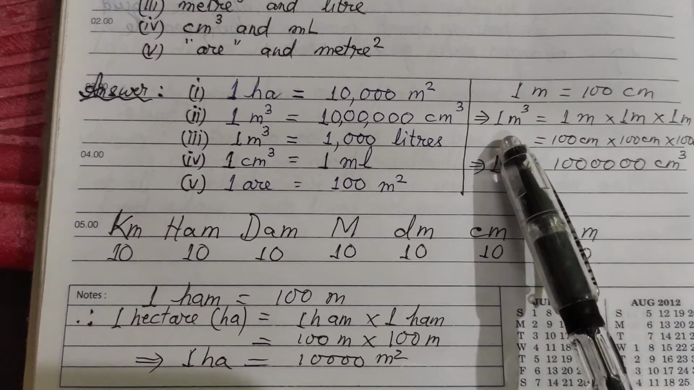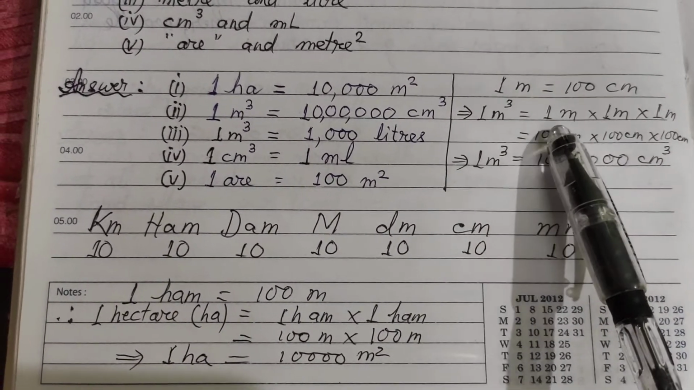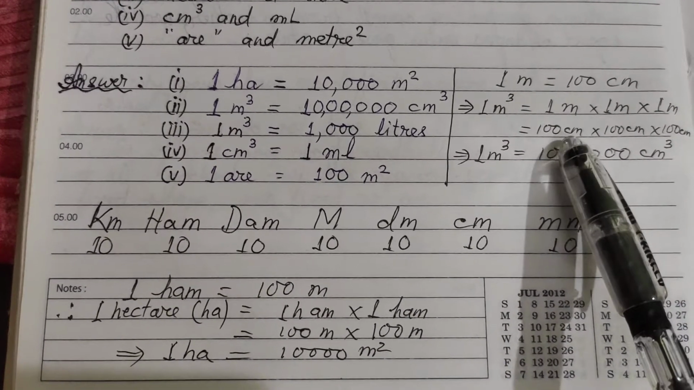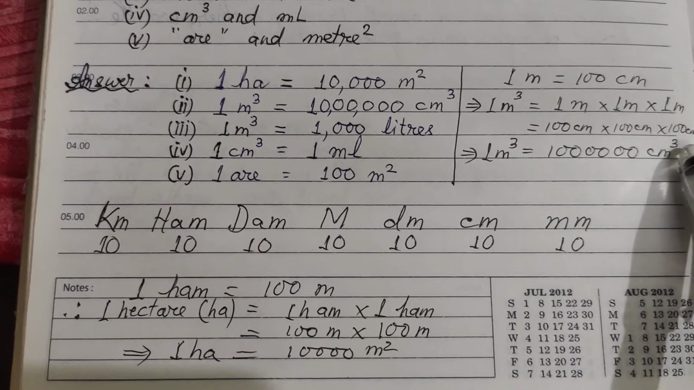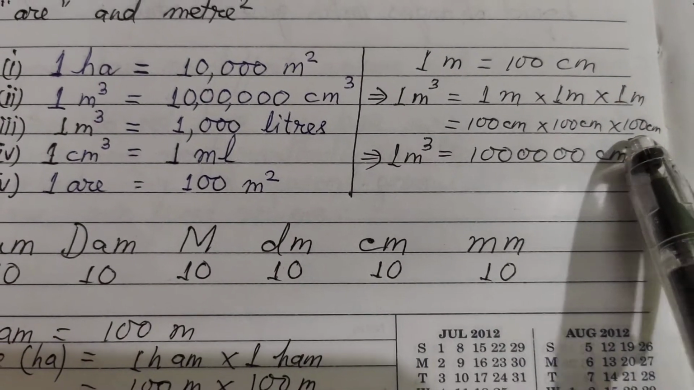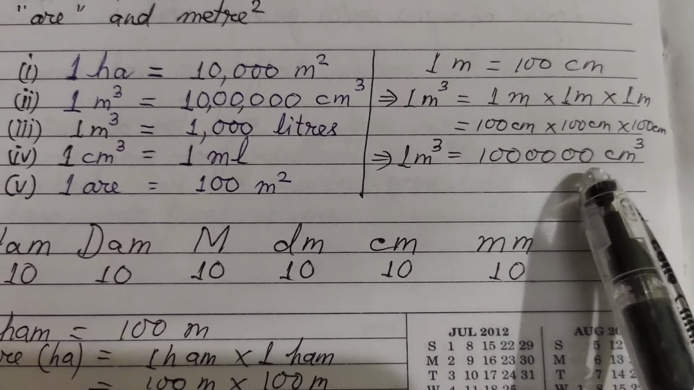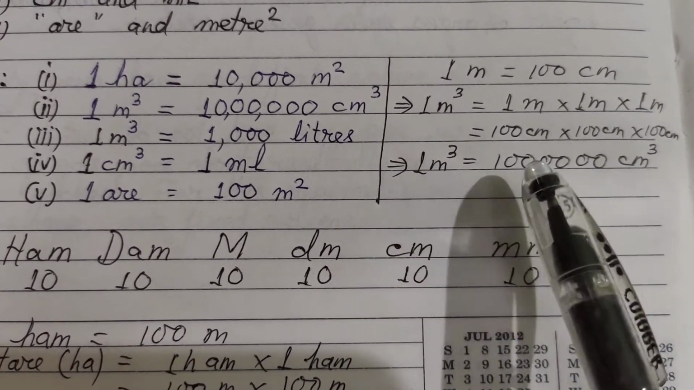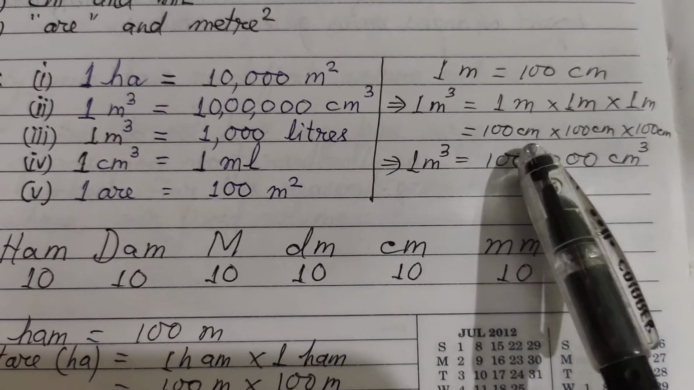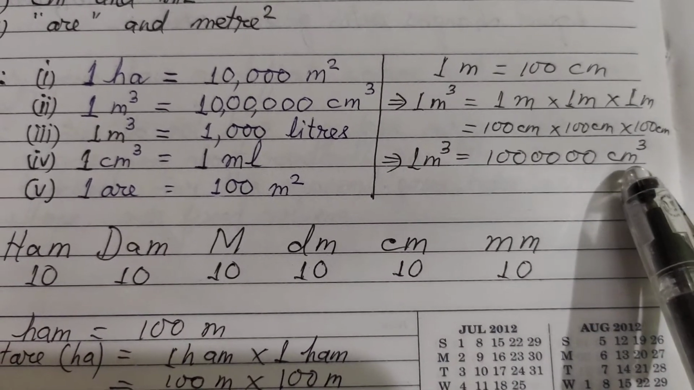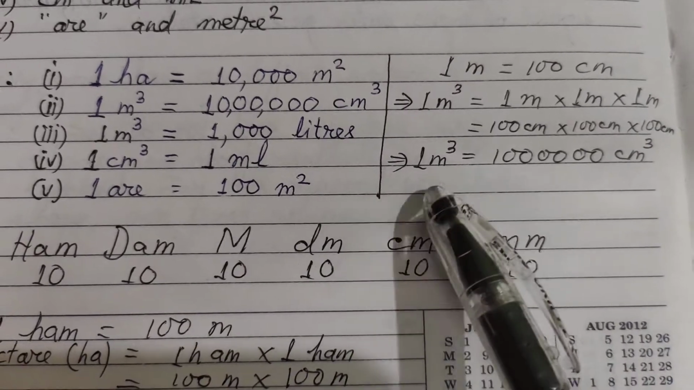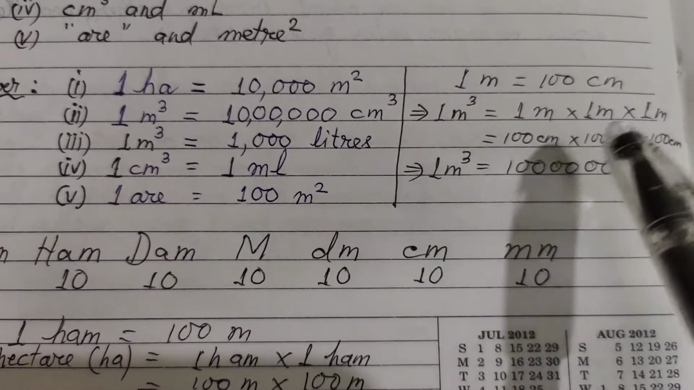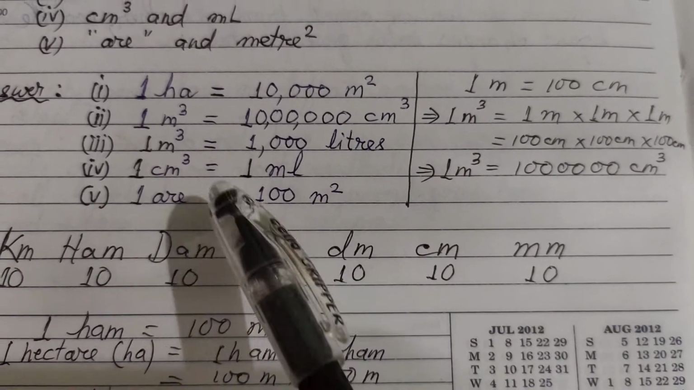So 1 meter cube equals 1 meter into 1 meter into 1 meter. Put the value of 1 meter, 100 centimeters, 100 centimeters, 100 centimeters. 100 into 100 into 100 is 10 lakh. So 1 meter cube equals 10 lakh. Similarly, centimeter into centimeter into centimeter is centimeter cube. So 1 meter cube equals 10 lakh centimeter cube. This is how you get it. This is the calculation for this, and the rest of them you have to memorize.